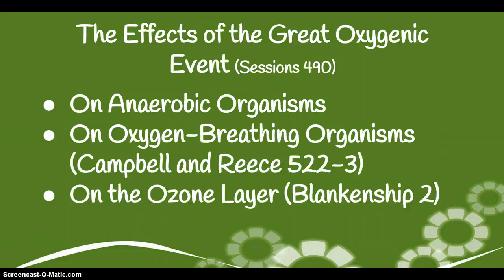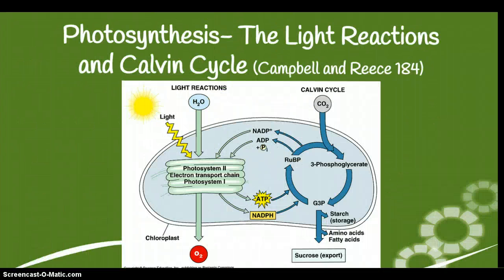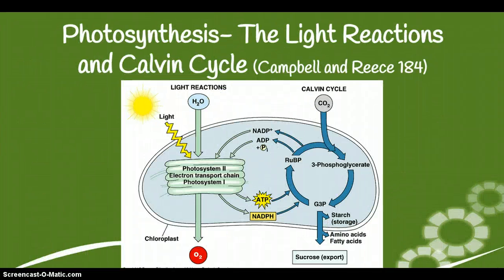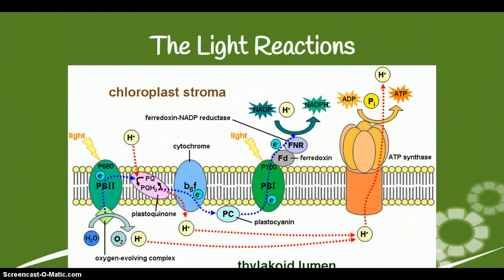But how did oxygen-evolving photosynthesis develop in the first place? There are two parts to photosynthesis that both evolved to produce the current photosynthesis that we know of today. These two pathways are the light reactions and the Calvin cycle. The light reactions convert solar energy to chemical energy. In this process, water is split and oxygen is given off as a byproduct.